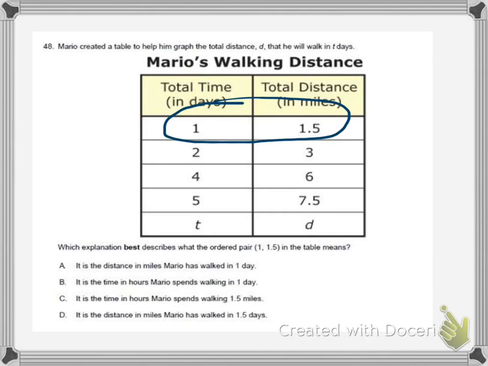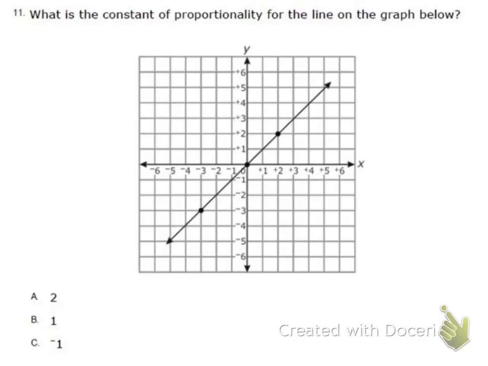So what does, I think distance in miles walked in 1.5 days. That's out because we're talking about one day. Hours Mario spends walking 1.5 miles. Hours. Well, it's days, not hours. Time in hours, again, it's hours, and we're talking about days. So I think A is probably our best answer. Okay, let's do this one.